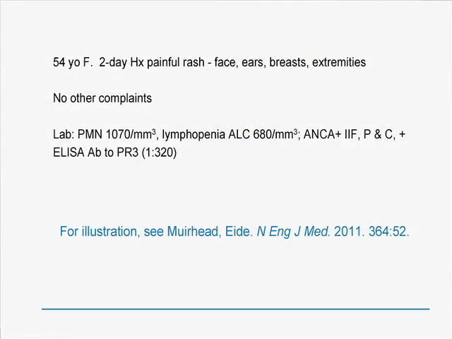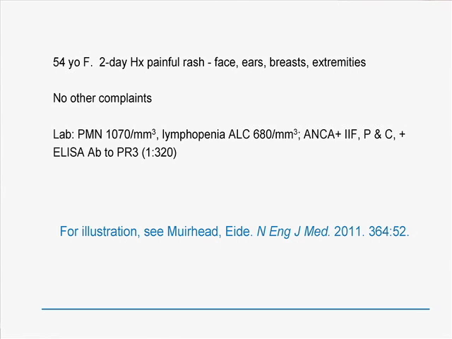So let me give you some examples to think about in distinguishing primary and secondary, and we'll start with this case. This is a 54-year-old woman who presents with a 2-day history of this rash, which is painful, plaque-like, necrotic. And it's not only on her face and ears, which should be a big tip-off to diagnosis, because this is a very unusual place to get vasculitis. Also on the breasts and extremities. She has no other complaints. This is principally a cutaneous skin presentation.